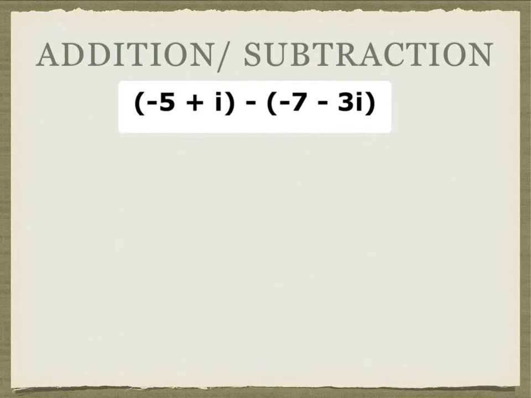All right, so we've got one more addition and subtraction. So what do we have to do first here? Awesome. We want to distribute this negative to everything behind it. So the front stays the same. We have negative 5 plus i. What happens when we distribute that negative? It becomes a positive 7. And what happens to the 3i? Plus 3i. Awesome. Since they were already negative, we change the signs to positive.